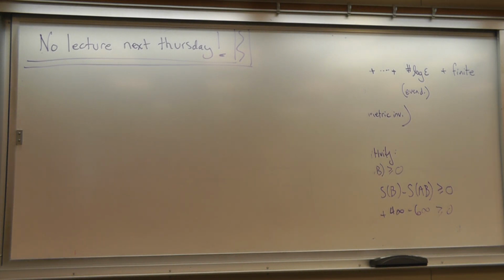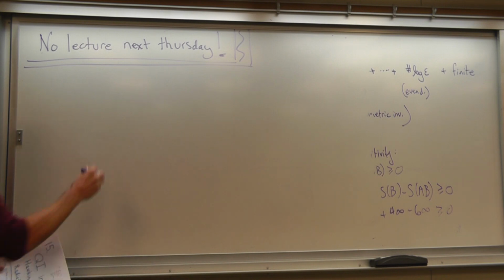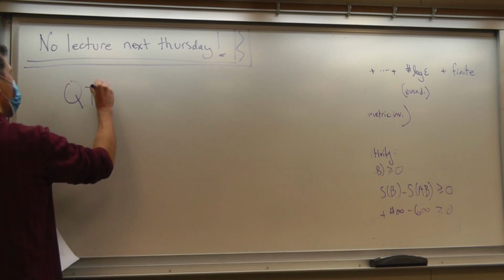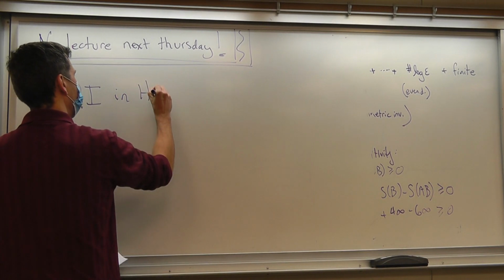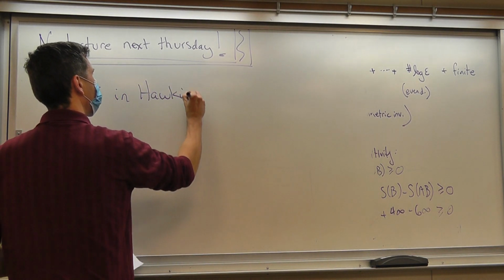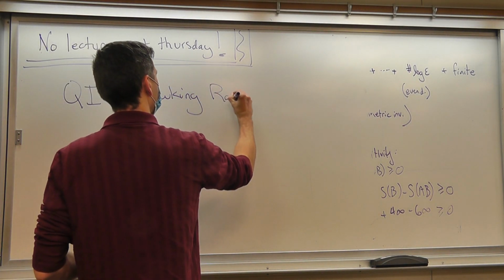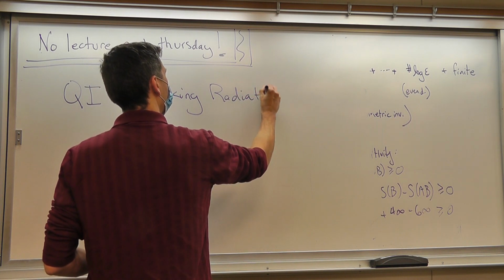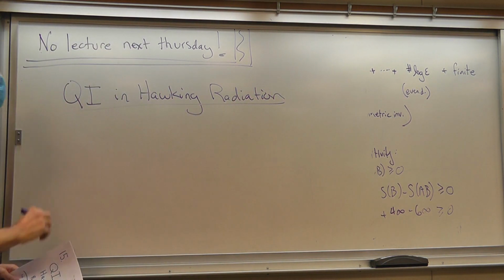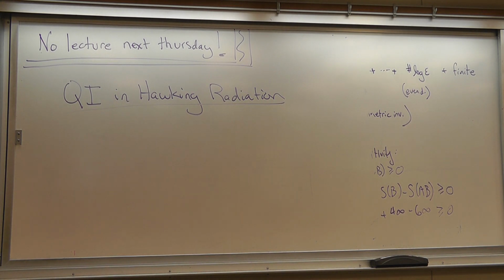Okay, the next topic that we are going to be discussing is quantum information in Hawking radiation, black hole evaporation. What I want to do is to sharpen the information paradox that we talked about briefly before. Let me remind you what the paradox was.